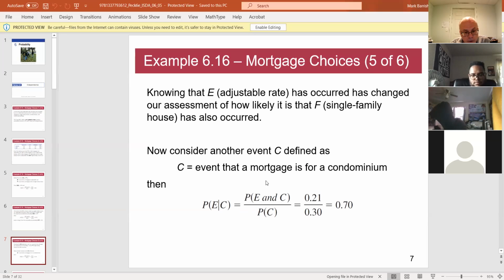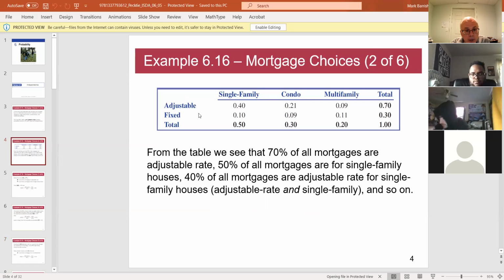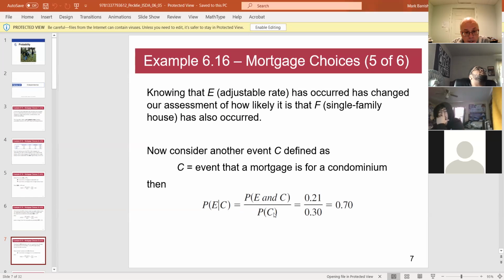Well, we use the formula again. What's the probability of E, that the person has adjustable rate and has a condo? How do we find that? Adjustable rate and a condo is the intersection of this row, adjustable rate, and the condo column, 0.21. And the probability of a condo, which we know is 0.3. We come out to 0.7. 0.7 is the probability of an adjustable rate mortgage, given that we know it's for a condo.